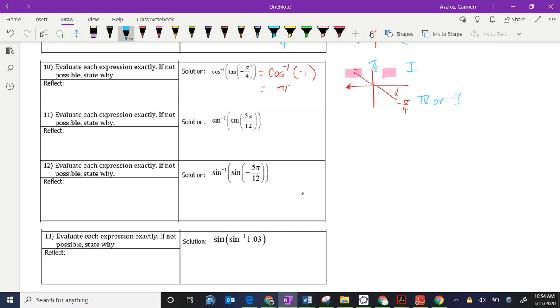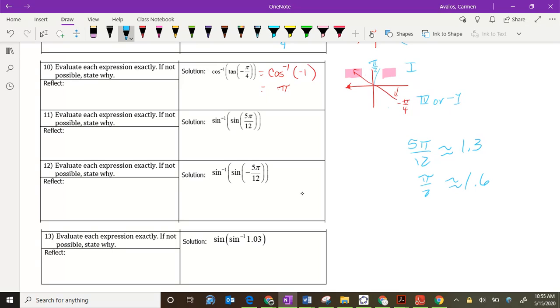So if the angle that we're talking about is 5 pi over 12, we put it in our calculator, and it becomes approximately 1.3. I know that pi over 2, the top of the first quadrant, is approximately 1.6. So I know that 5 pi over 12 is falling somewhere in the first quadrant, so it falls within the same restrictions.